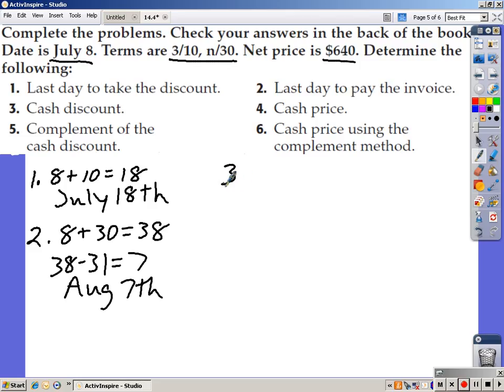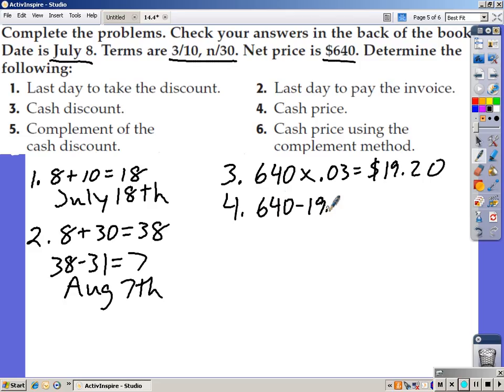Number 3, the cash discount. My net price is $640. They are giving me a 3% cash discount, so multiply by 0.03. 640 times 0.03 is $19.20. That is my cash discount. Number 4, find my cash price. Take the amount of the invoice minus the cash discount, and you get $620.80.